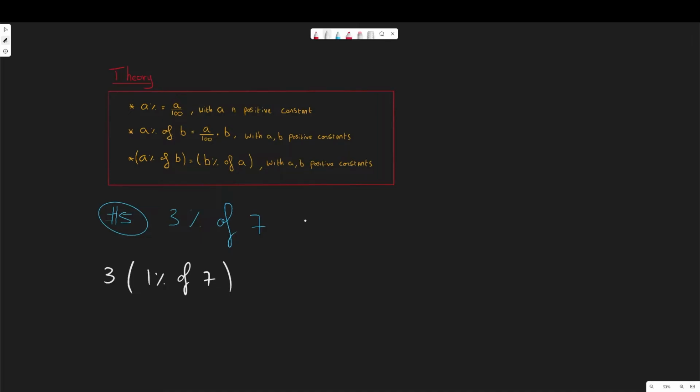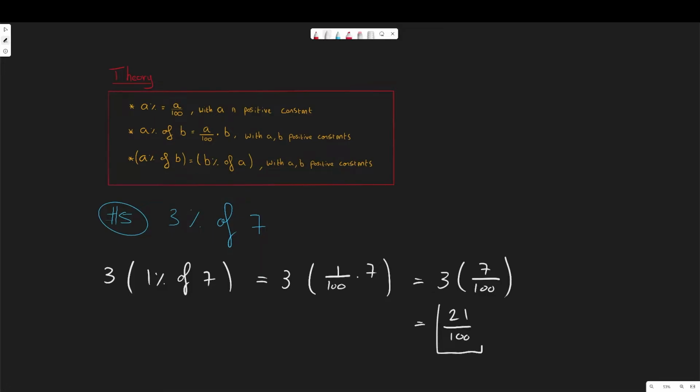And this will be equal to 3 times, well, 1% out of 7 is 1/100 times 7, which is the same as 7/100, and 7 times 3 is just 21/100, and this will be our answer.